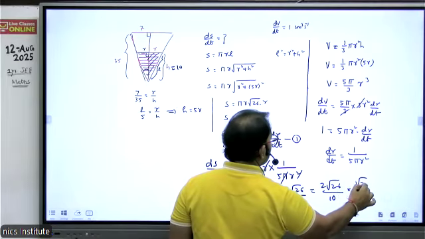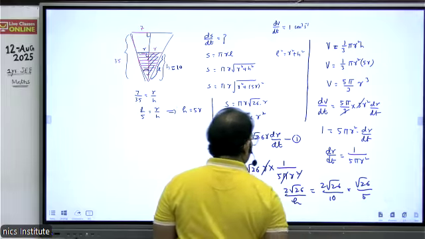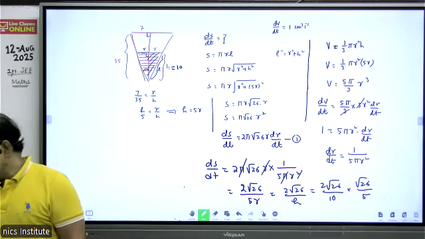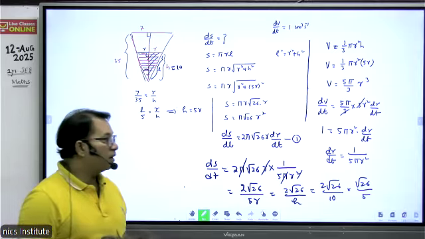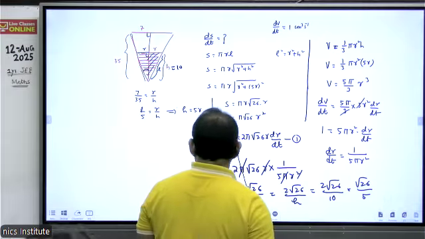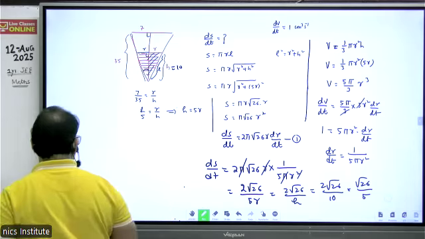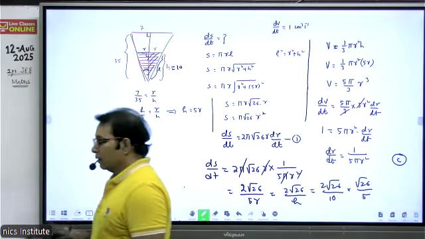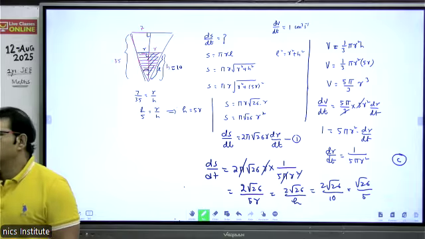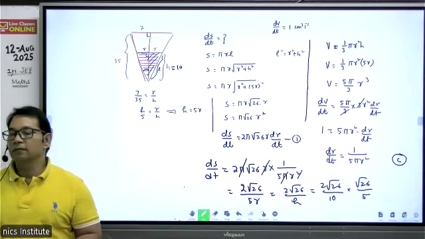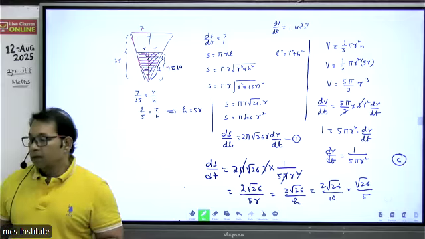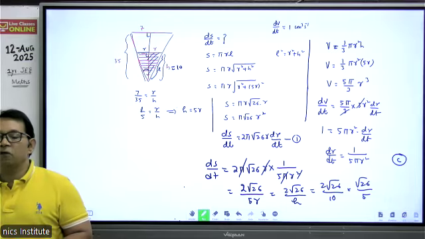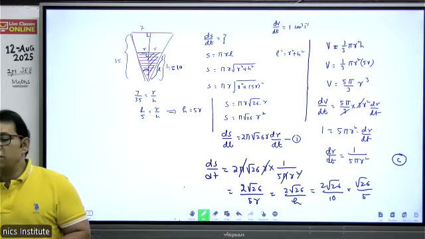So which option is correct? Root 26 by 5 centimeter square per second. So that's your answer. This was a recent JEE paper 1 question. Option C is the answer. So you should know area of cone, surface area of cone, cylinder, all those solid geometry formulas.